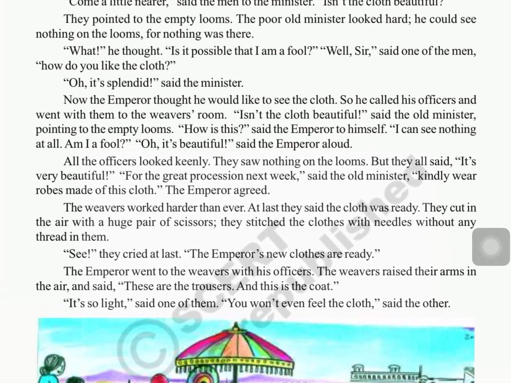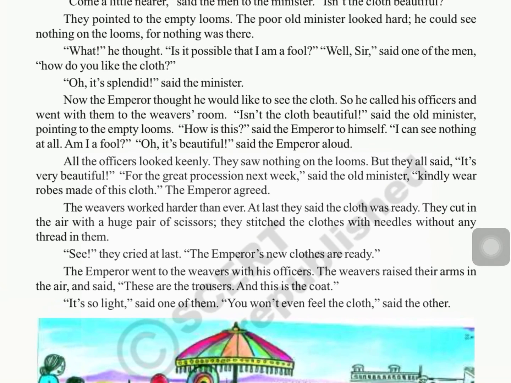Now the emperor thought he would like to see the cloth. So he called his officers and went with them to the weaver's room. "Isn't the cloth beautiful?" said the old minister, pointing to the empty looms. "How is this?" said the emperor to himself.